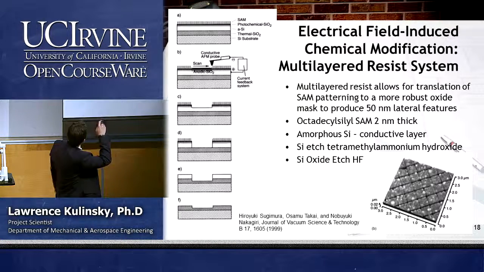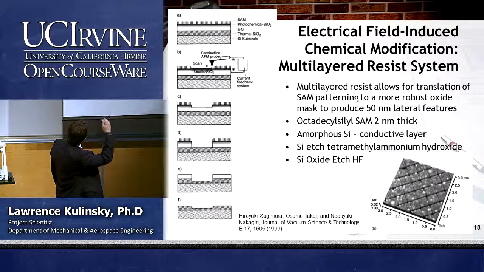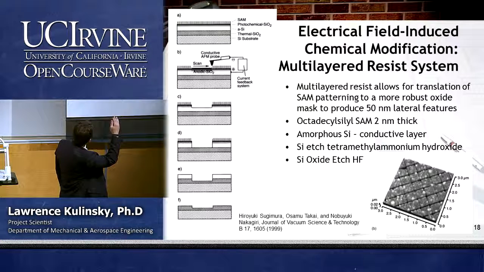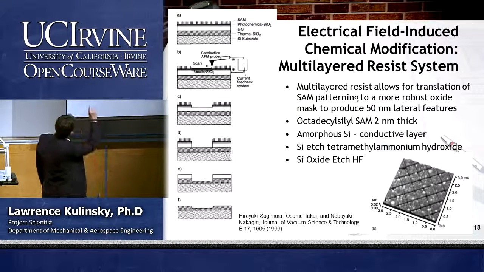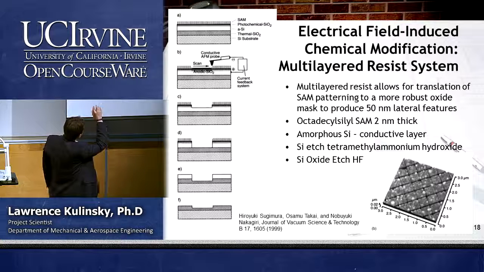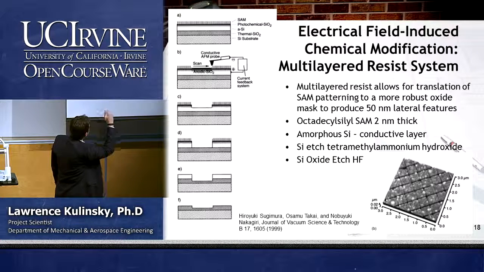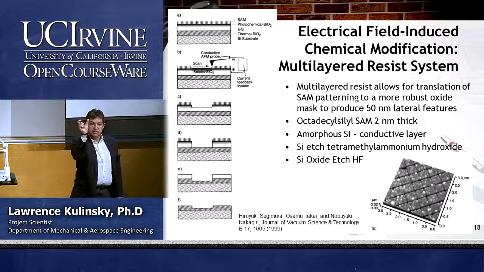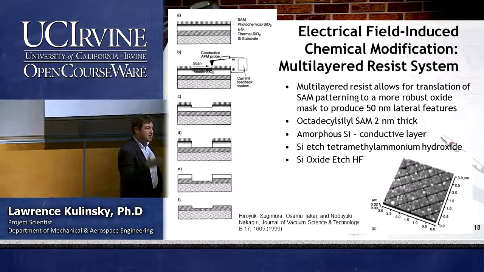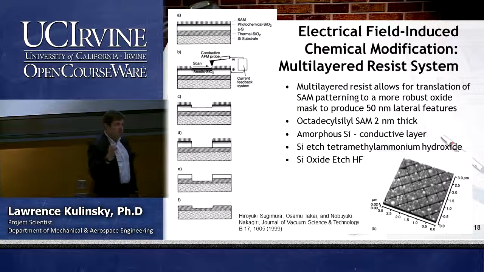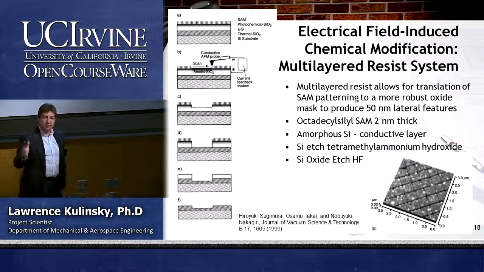So then you have silicon dioxide, and then you have the self-assembled monolayer. So basically what will happen, you apply your current between the amorphous silicon and the probe, and you shave off, open the window in your self-assembled monolayer. But self-assembled monolayers are so thin, okay? They're only 2.5 nanometers thin.